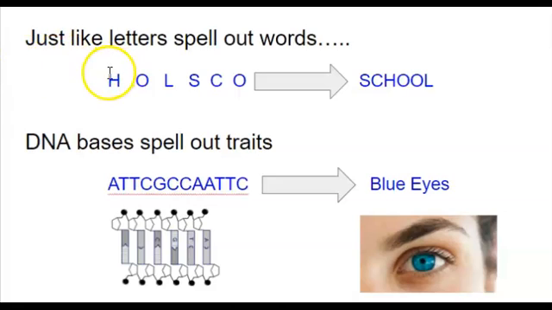So just like letters spell out words, right? S-C-H-O-O-L spells school. DNA letters, the base letters, A's, T's, C's, and G's, code for traits. So whether you have blue eyes or brown eyes or any of those variety of things.